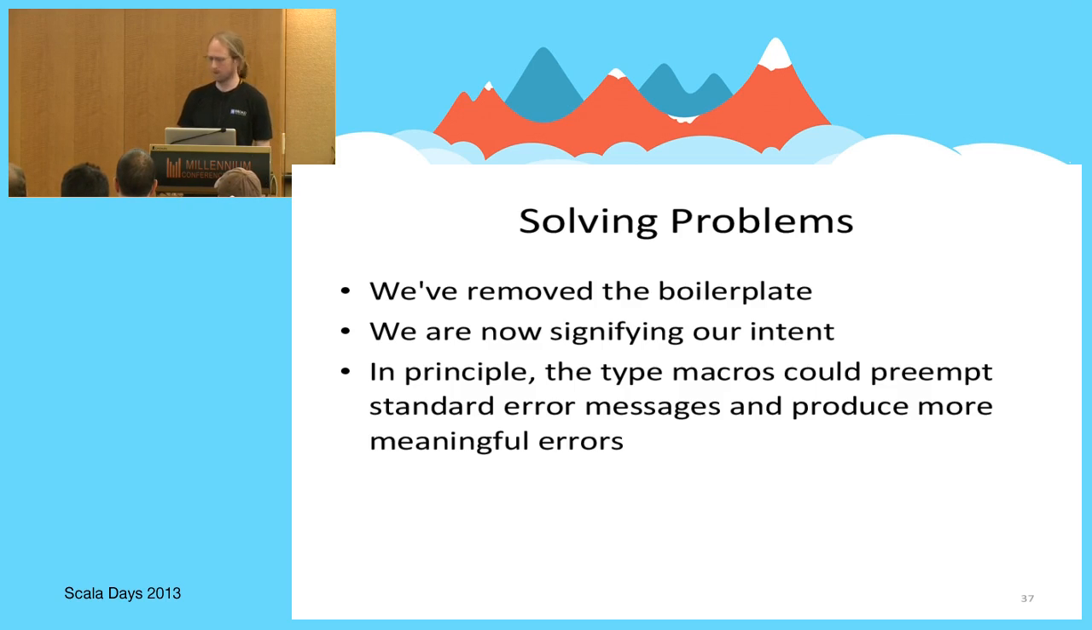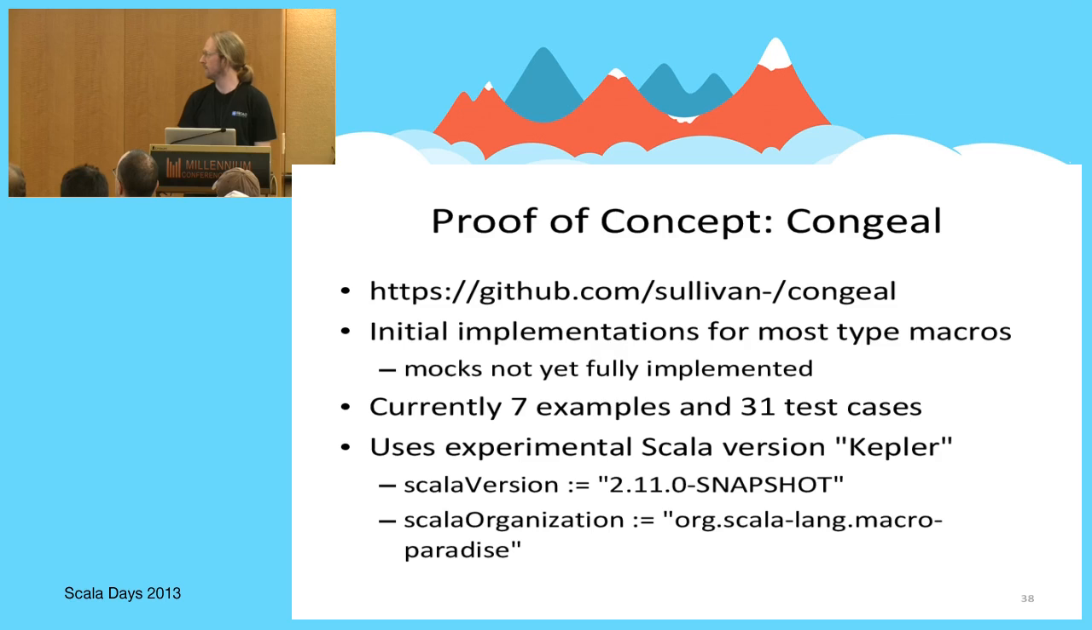In principle, I think I totally skipped that part on this slide. Where was it? Here. Oh yeah, I did mention the error messages. The error messages are really confusing, and we'll see an example of that. In principle, the type macro could preempt the standard error message and produce more meaningful errors, but I haven't really had a chance to investigate that yet.